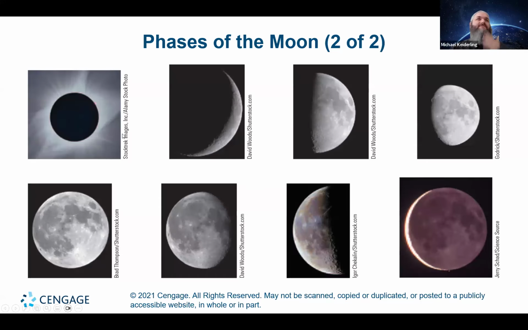Okay. So these are the phases of the moon. This is a lunar eclipse. This would actually occur during a new moon. This would be waxing gibbous, first quarter. Waxing crescent, first quarter, waxing gibbous, full, waning gibbous, third quarter, waning crescent. Assuming these are shot from the northern hemisphere.